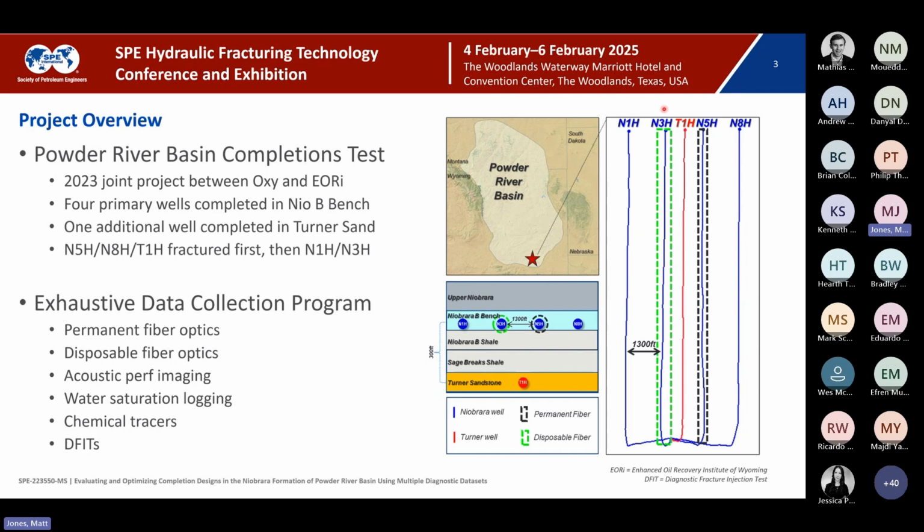In terms of completion diagnostics, the N5H well is the well that had permanent fiber optics installed, and it also had acoustic perf imaging data collected post-frac. The N3H well is the well that had a disposable fiber optic cable installed prior to frac start of T1, N5, and N8H. Now, as you can see on the bottom left half of the slide, we do have a very exhaustive data collection program for this project. But just in the interest of time, and really what we spend the most time focusing on in the paper is the results from permanent fiber optics, disposable fiber optics, and acoustic perf imaging.